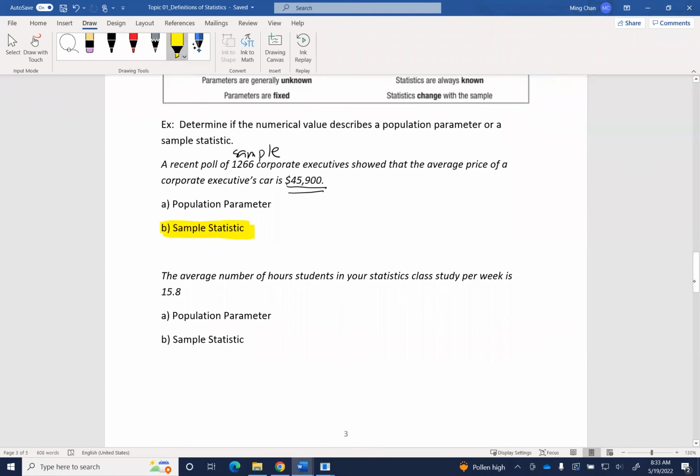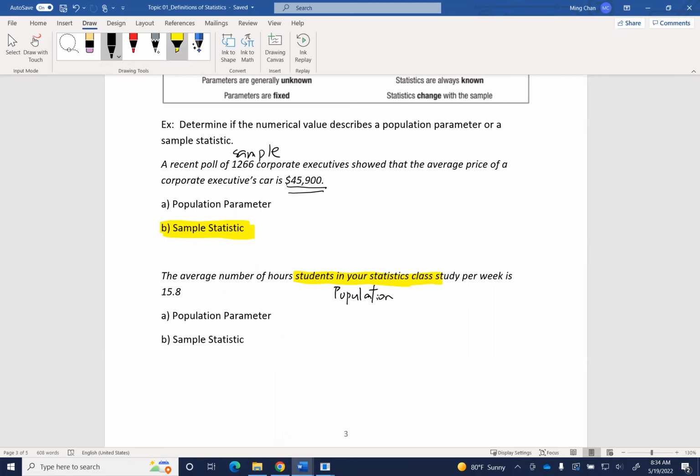All right, the average number of hours students in your statistics class study per week. Okay, so this is tricky. Students in this particular statistics class are actually not the sample, but the population. Think about that. Why is that the population? Well, because I'm trying to gather information about the hours of study per week of my class, this statistics class. So that means all the students in that class are the population.